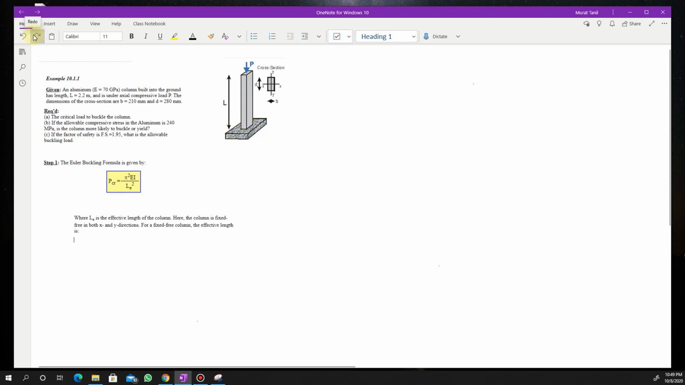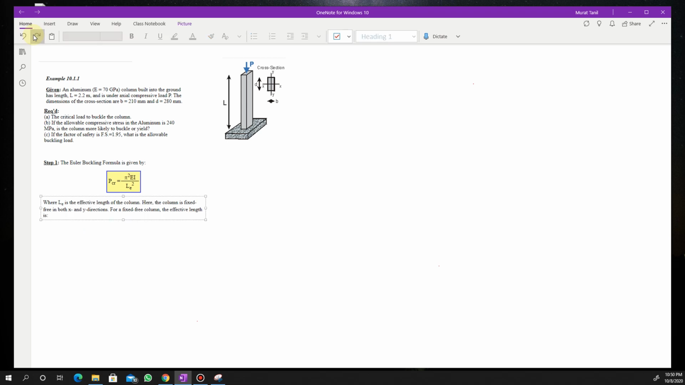So since we know that, we have to look at the effective length from the table that we have seen in our previous lecture. I already pulled up that scenario. This is the case that we are looking at. In this case, the effective length for fixed free column L sub E is equal to 2L. Since we know the L is 2.2 meter, we can calculate L sub E by multiplying 2 by 2.2. It's 4.4 meter.